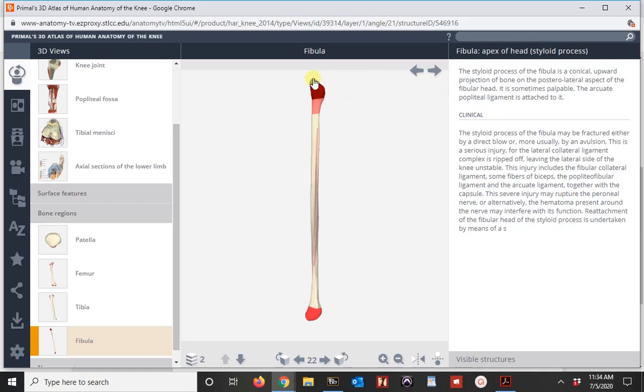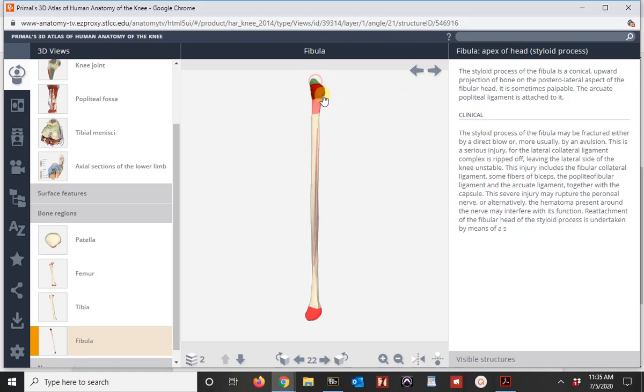What's a styloid process? Well, remember, a process is a section of a bone that sticks out. That's all process means. And styloid is like in the shape of a stylus pen. It just means it's real pointy. It comes out as a little pointy section that sticks out from the bone. So styloid process. And that's at the top of the fibula.